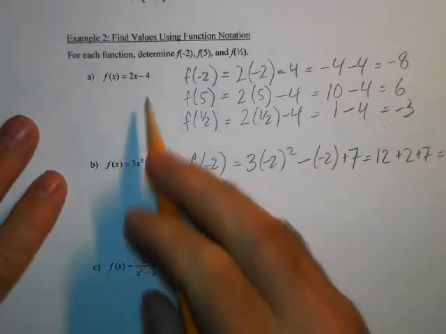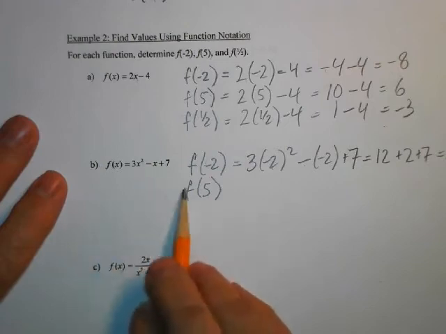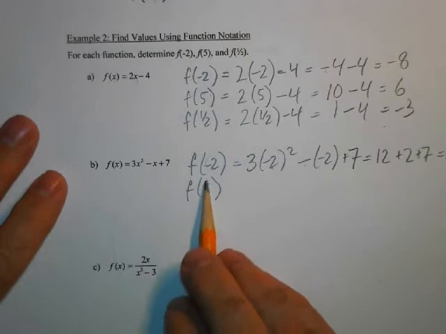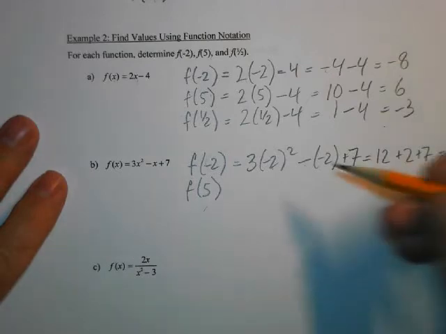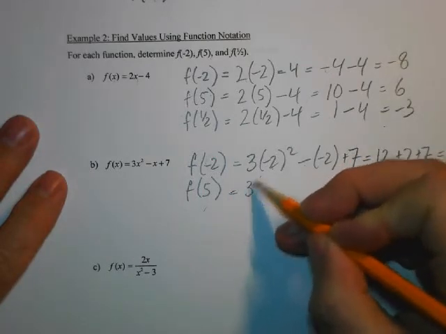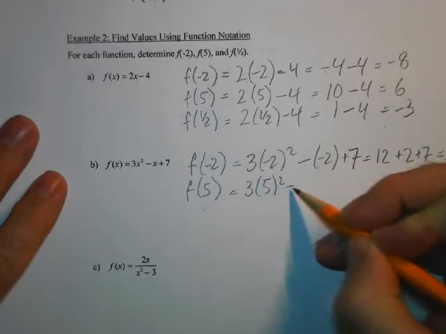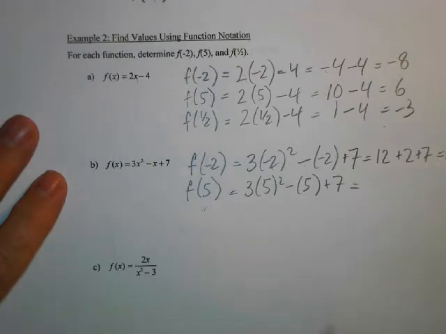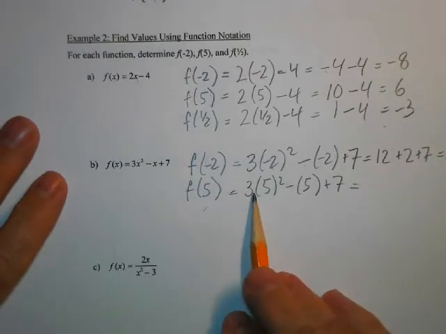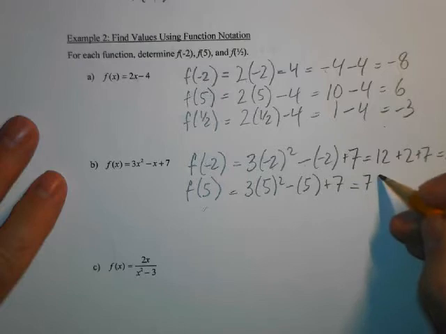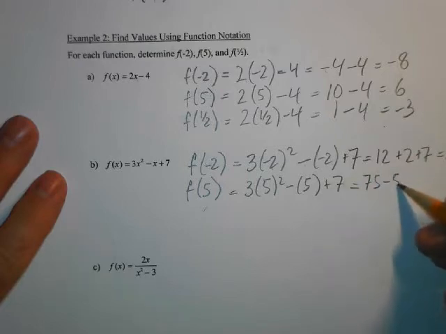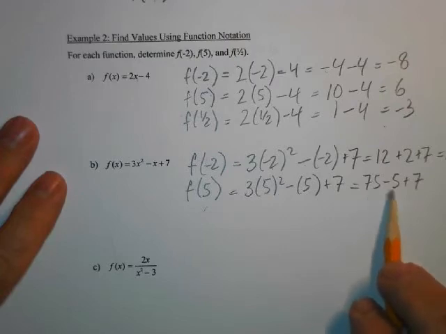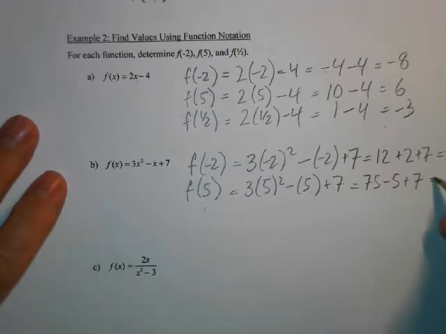So the process is the same no matter what the function is. It's just replacing the input variable with the value that's in the brackets that you're using as input now. So f of 5 is 3 bracket 5 squared minus 5 plus 7. So 5 squared is 25. 25 times 3 is 75 minus 5 plus 7. So 75 minus 5 is 70, plus 7 is 77.